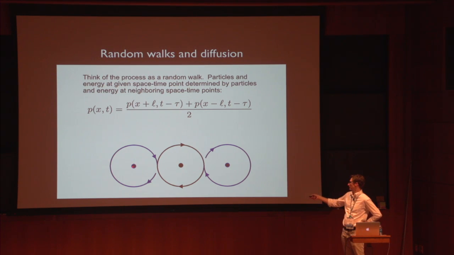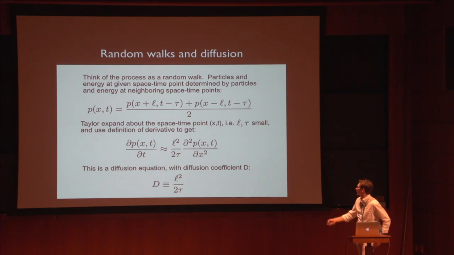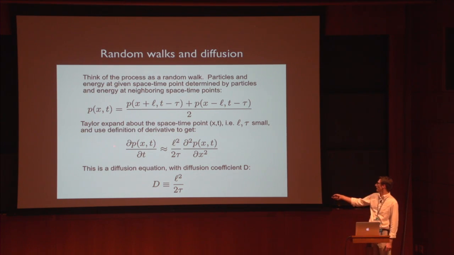So if the particle's here, it has a 50-50 chance of going that way or this way, and similarly over here, right? So that's the expression I'm writing down here, where L is the distance between the centers of these gyration radii, and tau is one discrete time step between collisions. So we can Taylor expand this expression about this central location x and t, use the definition of the derivative, and you end up with what you would all expect, which is the diffusion equation.